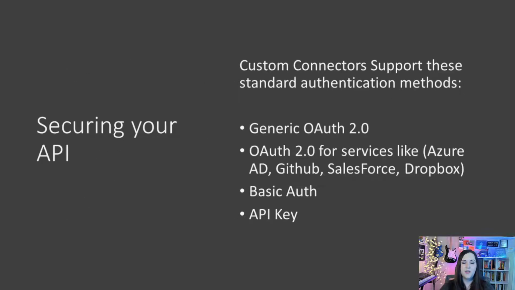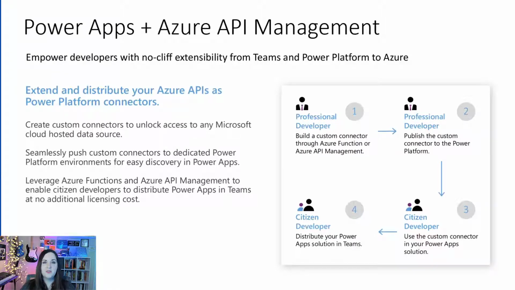These custom connectors support a few authentication mechanisms. So we have generic OAuth 2.0 and also OAuth 2.0 for services like Azure Active Directory, Salesforce, Dropbox, GitHub, basic authentication, and API keys. Creating custom connectors is probably the simplest when you're leveraging Azure API Management to host your connector. That's because there's built-in integrations with Azure API Management and the Power Platform so that you can seamlessly deploy your connector to the Power Platform.